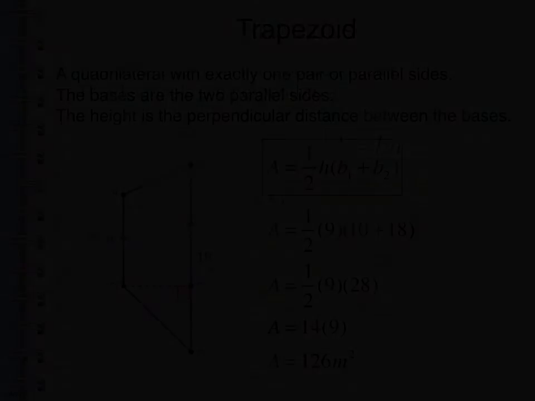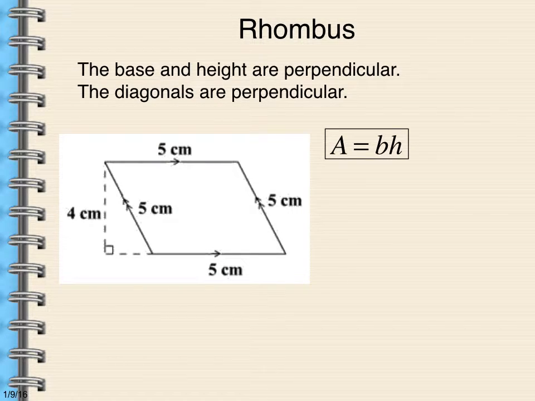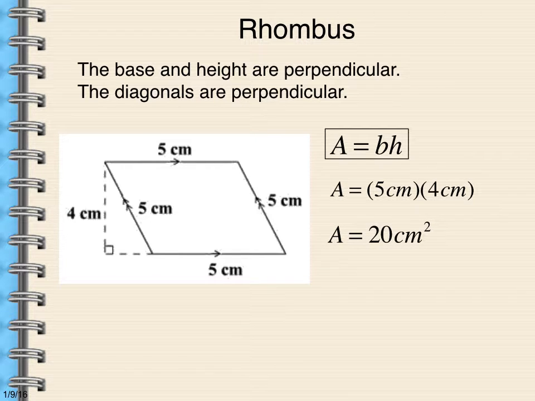Okay, we're going to look at a rhombus next. This is a special kind of parallelogram. Recall the formula for the area of a parallelogram is base times height. Do you know what the base is here, and can you tell what the height is? So the base is 5, and the height, which is the perpendicular distance to the base, right? The height is 4. So the area is 20 square centimeters.